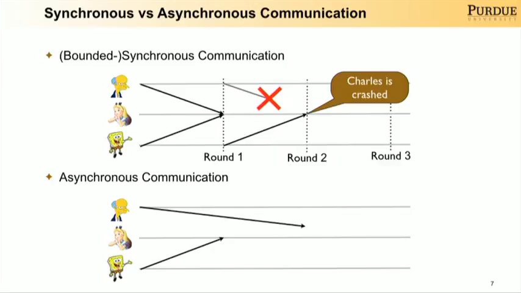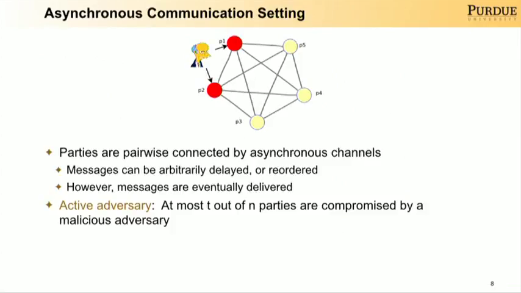And there the key challenge is always, because there are no predefined rounds, it's very difficult for you to differentiate whether the sender who is supposed to send you a message has crashed or is just slow. And that makes designing protocols in this asynchronous scenario slightly more difficult. Okay, so we are going to assume the asynchronous communication scenario here.